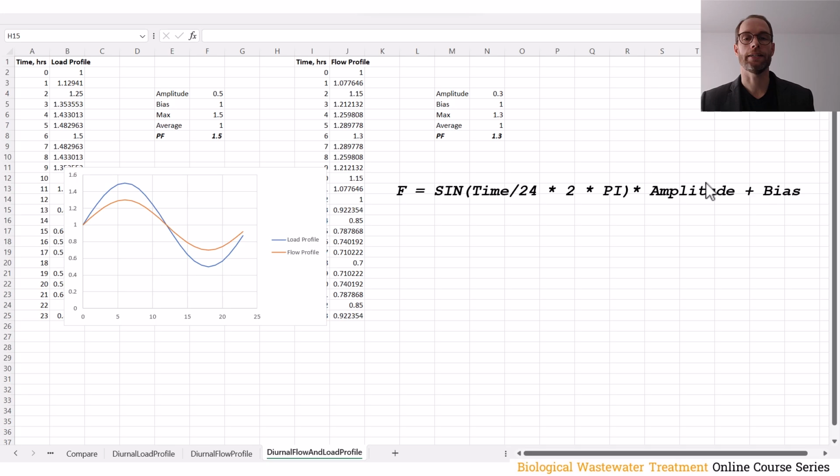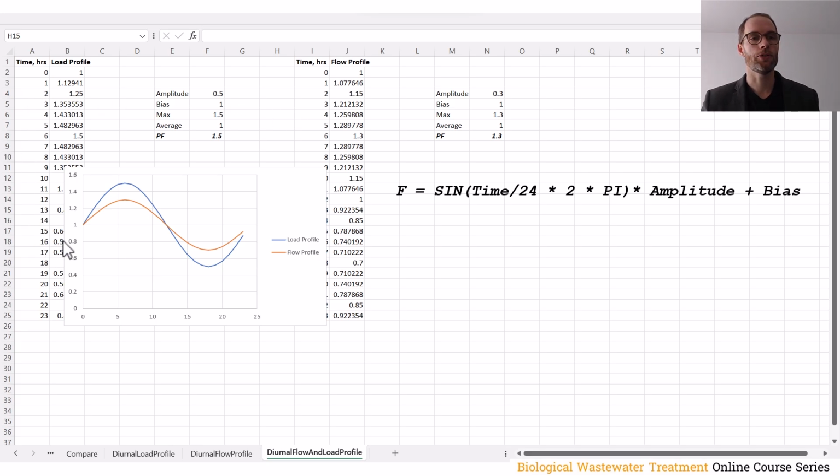In this case, the amplitude is really the peaking factor we're looking for. So if we want a peaking factor of 1.3, then we set an amplitude of 0.3, and then we apply a bias of 1 so that the average of that curve will be 1.